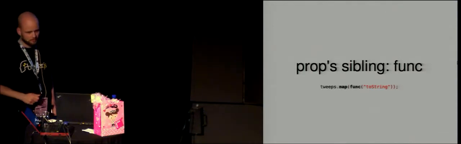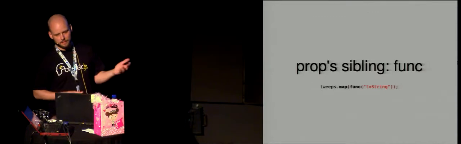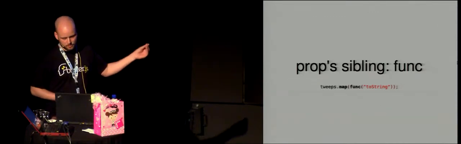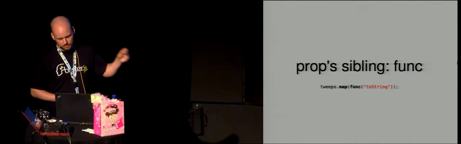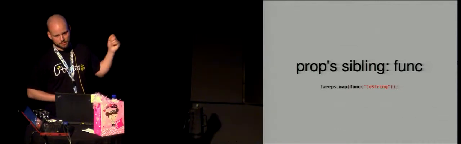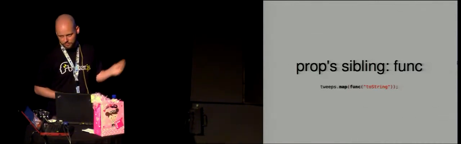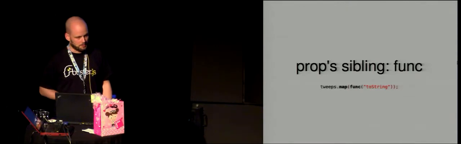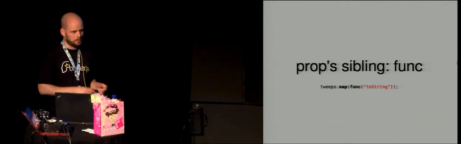So func produces a function that you can pass an object to, and then it will call the named function. So in this case, this will produce a new list where each element is the result of calling toString on the original object. So it's basically a way of dispatching a method to a lot of objects in one go when you combine it with map. So we have the element builder, we have prop, and we have func.